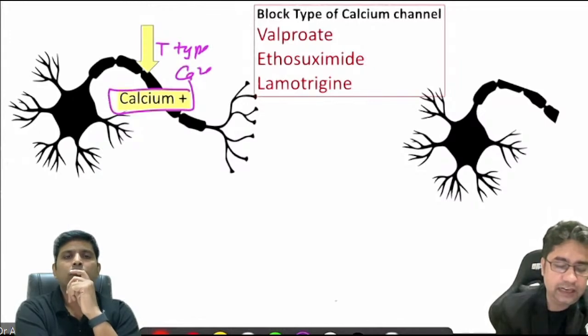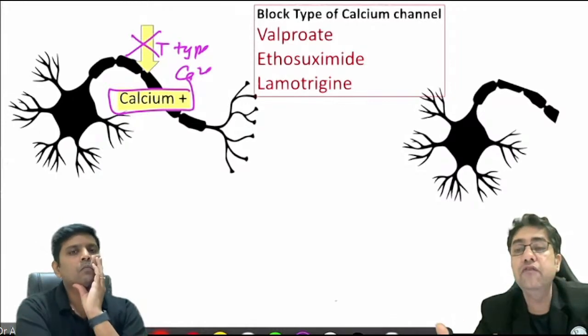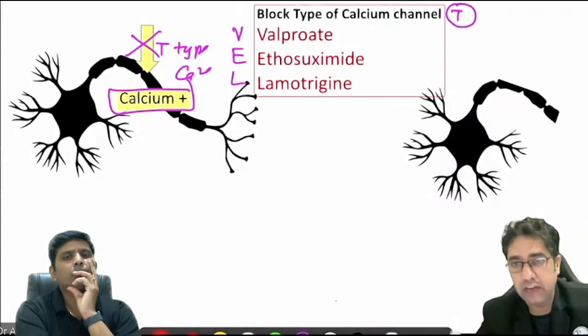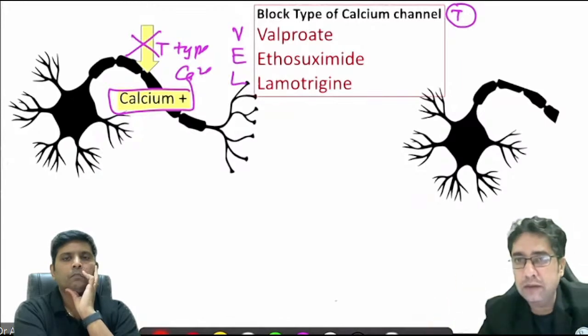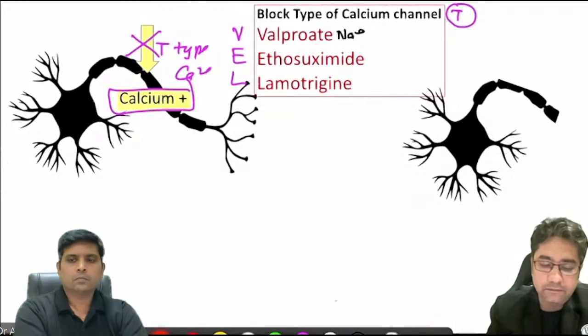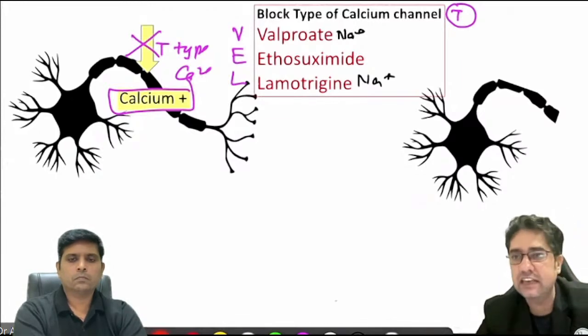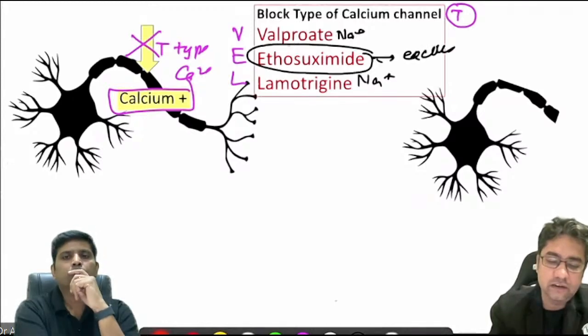If we inhibit the entry of calcium, again, the neuron will not depolarize, the neuron will not fire. The drugs that block T type of calcium channel, we can remember with the mnemonic VEL. VEL stands for valproate, E for ethosuximide, and L for lamotrigine. If you remember, valproate also blocks sodium, lamotrigine also blocks sodium as well as calcium. But what about ethosuximide? Ethosuximide is an exclusive drug which only blocks calcium channel.